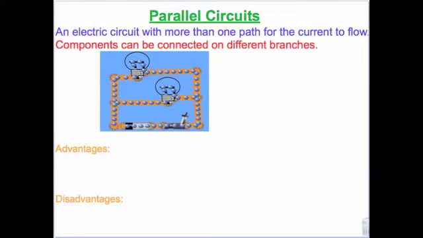That means the components can be connected on different branches, just like you see in the diagram below. There's the shorter path right here. The electrons can also take the longer path and go through the second light bulb like this.